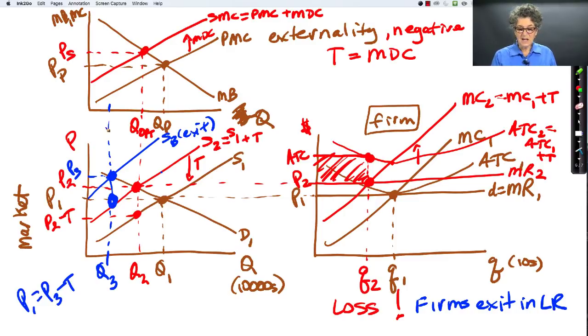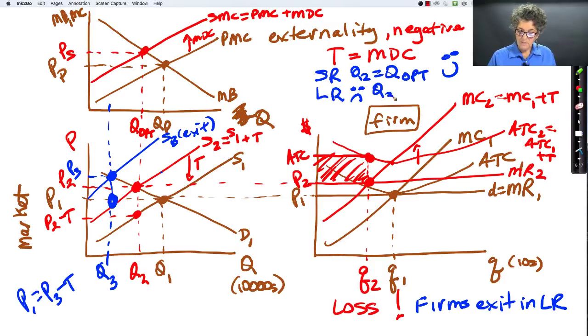So we did a tax equal to the MDC. In the short run, we had the market quantity, Q2, was equal to the socially optimal quantity. We were happy, right? Perfect. Everything's peachy. But in the long run, not so happy. Because in the long run, due to the exit of these firms that are incurring losses, we're going to be at quantity Q3, which is far less than the socially optimal quantity.